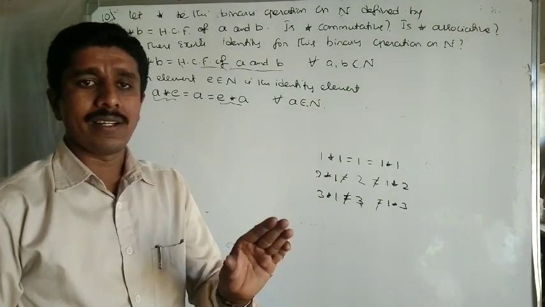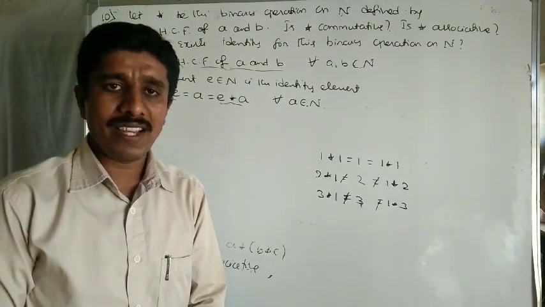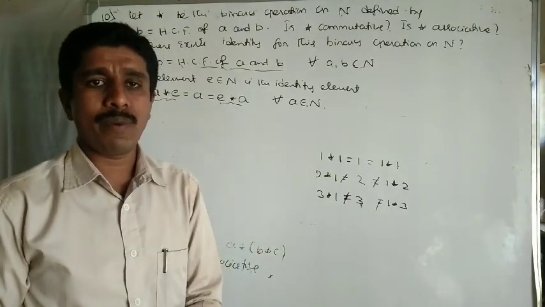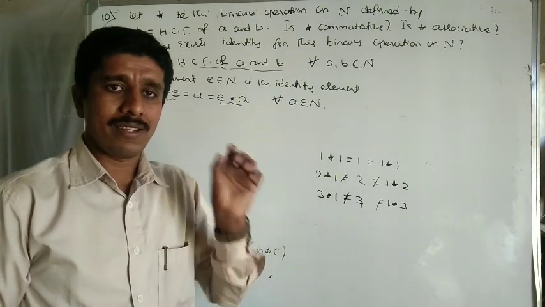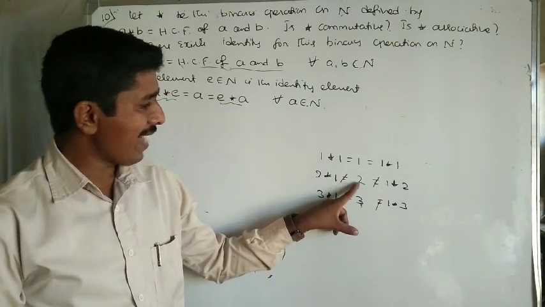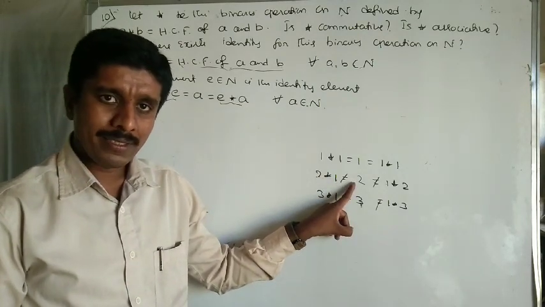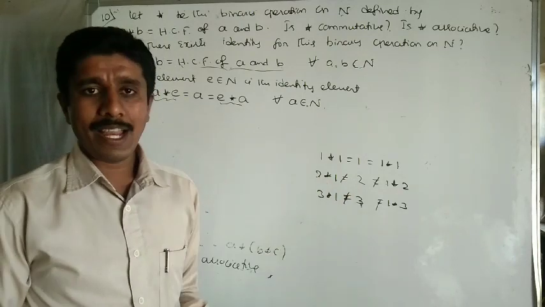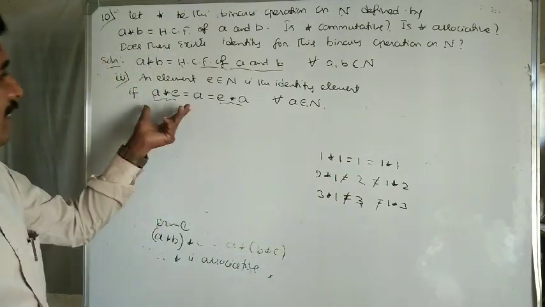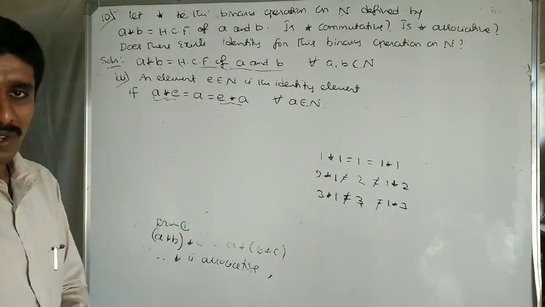If an identity element satisfies for every element in the given set with respect to the given operation star, then we say that that particular element is the identity element. Got it? Otherwise not. In this case, 1 does not satisfy it. 2 star 1 cannot be 2, so identity element does not exist. Directly we can write, this is not possible for all natural numbers, therefore identity element does not exist.